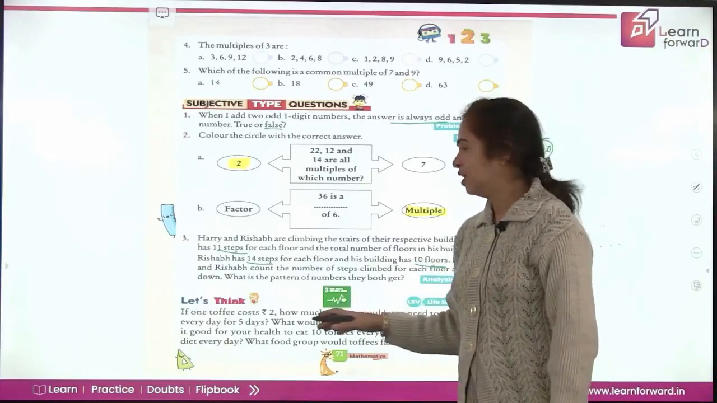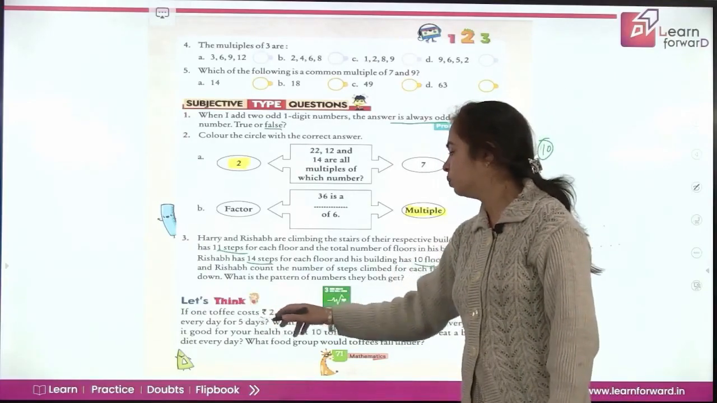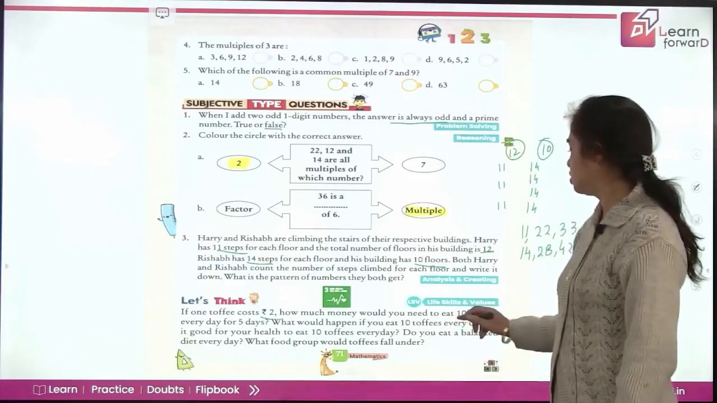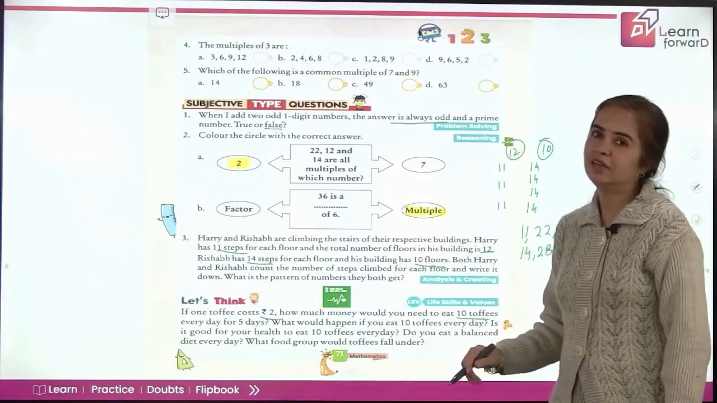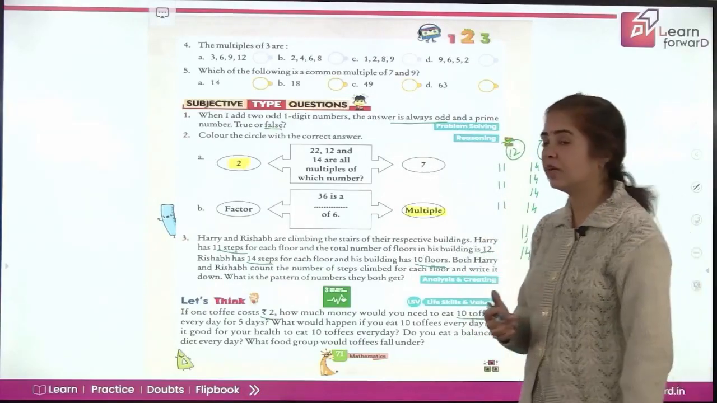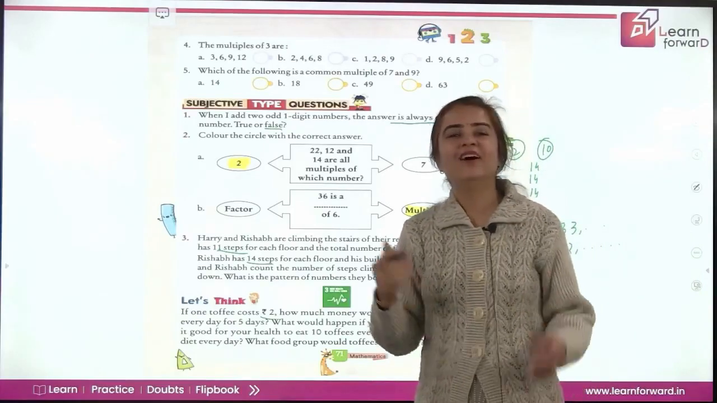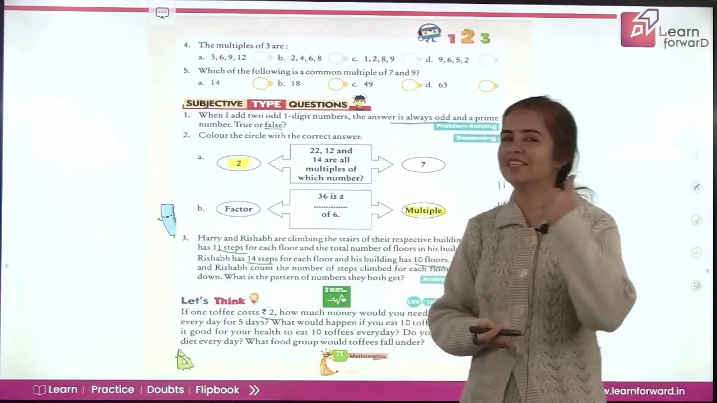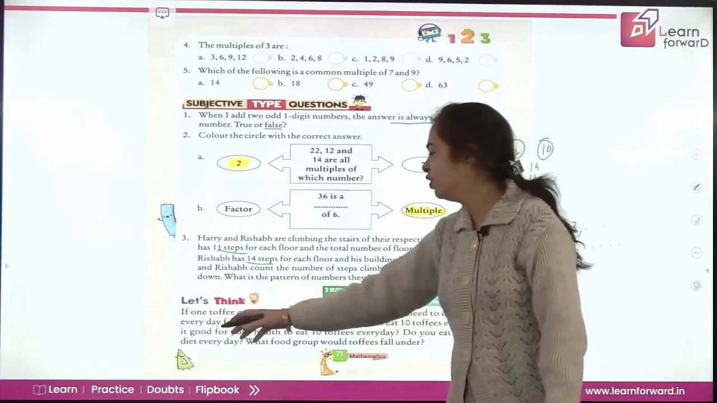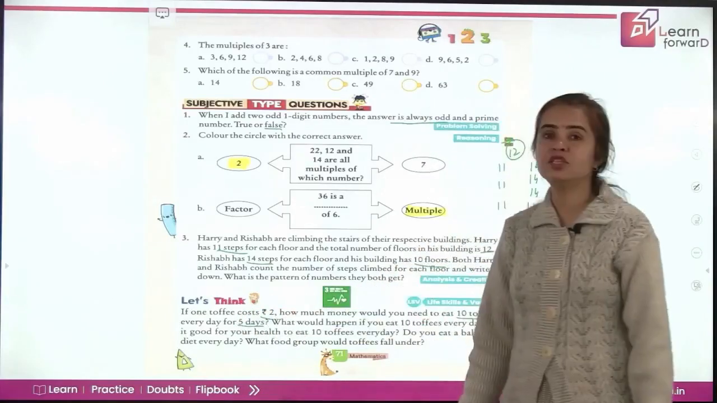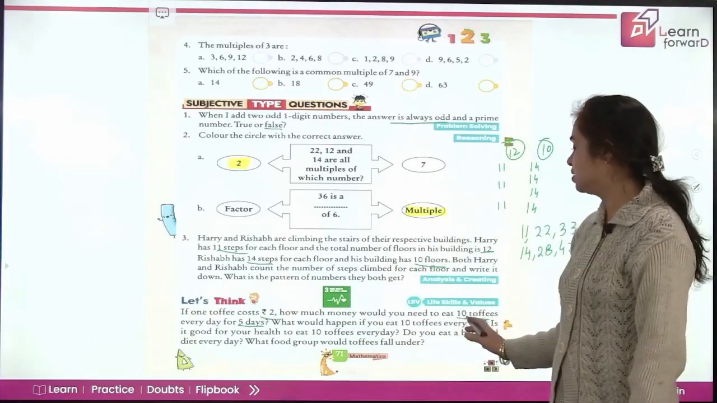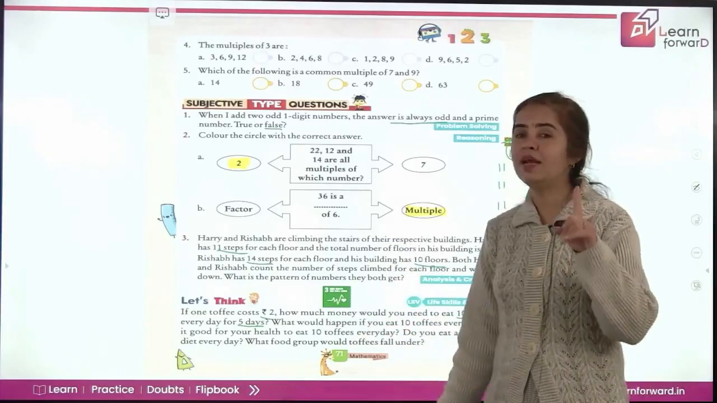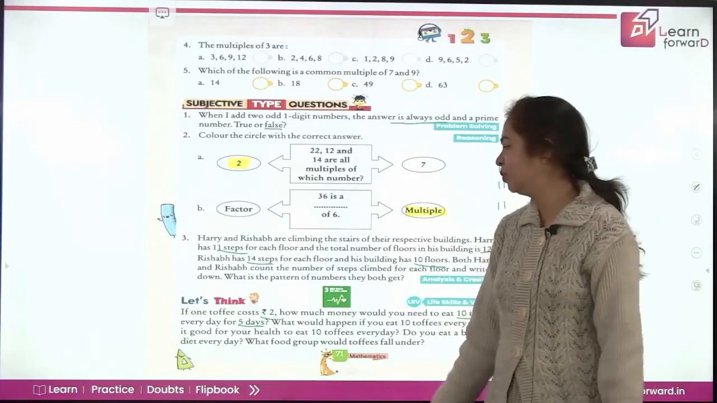Now, let's think. If one toffee costs ₹2, how much money would you need to eat 10 toffees? Definitely 20. You got it correct. How did you get it? Okay, by multiplication. Smart children. Every day for 5 days you eat. So that means 20 rupees in one day. So 100 rupees in 5 days.